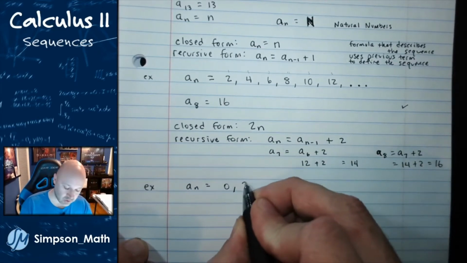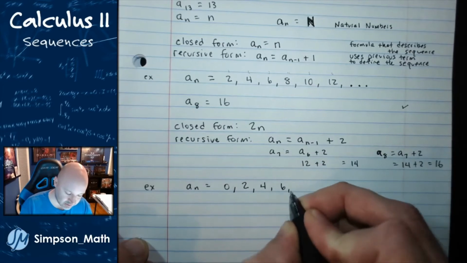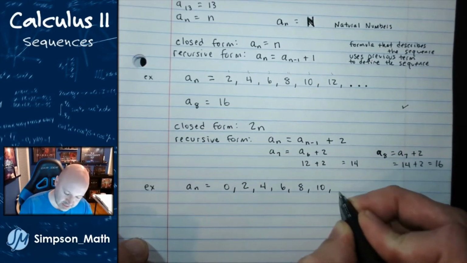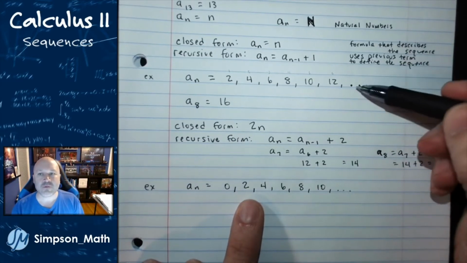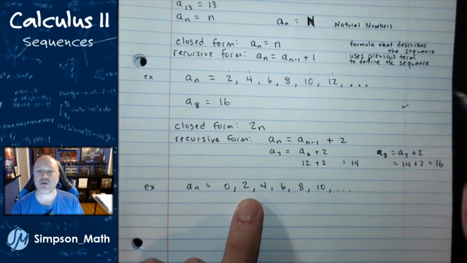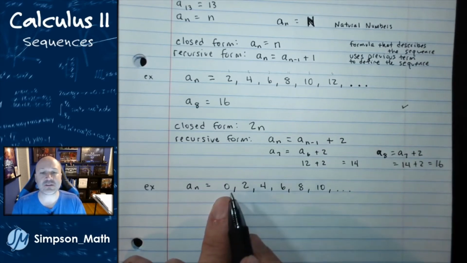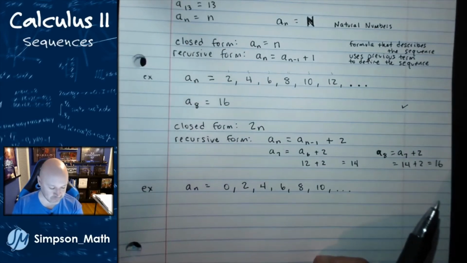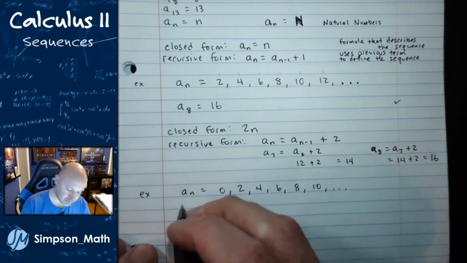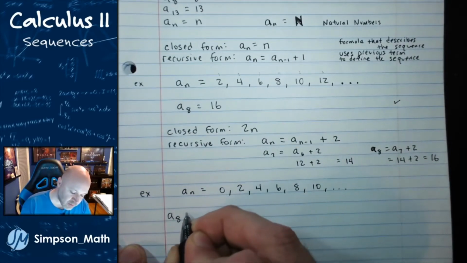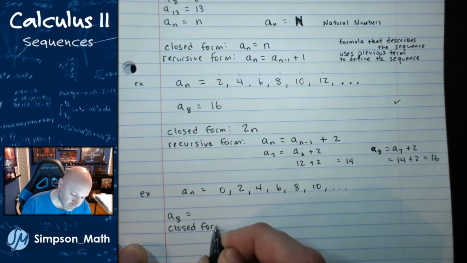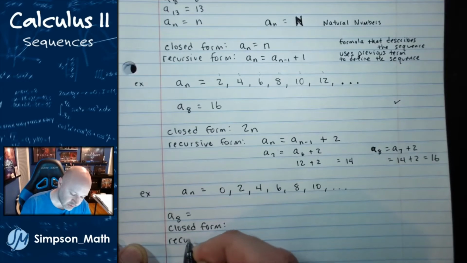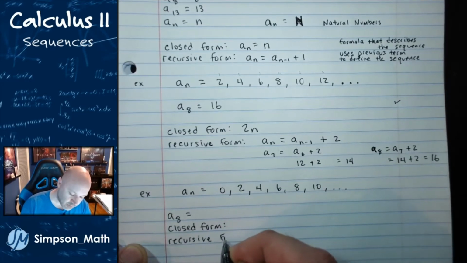Starting at 0, 2, 4, 6, 8, 10, and so on. Looks very familiar. Even numbers, just like the last time. The only difference is this sequence starts at 0. The first term is 0. But let's ask the same questions. What is the 8th term of this sequence? Can we come up with a closed form? Can we come up with a recursive form?